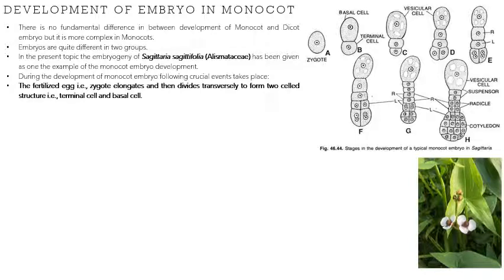First one is the fertilized egg. This diagrammatic picture shows it, and I will explain this one by one. The fertilized egg, that is the zygote, elongates and then divides transversely to form a two-celled structure, that is the terminal cell and the basal cell. This is the second stage showing the terminal cell and basal cell.